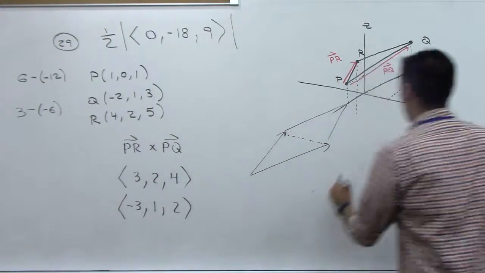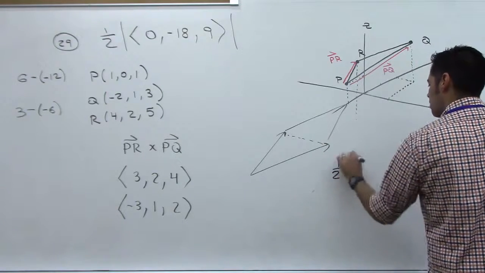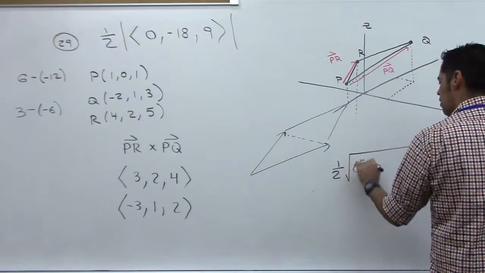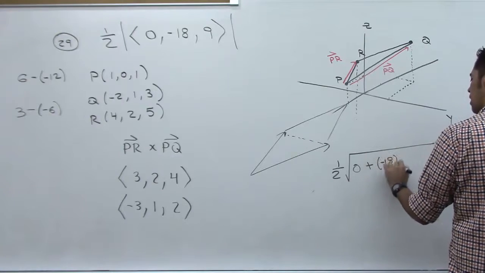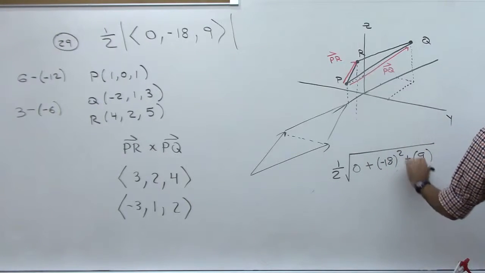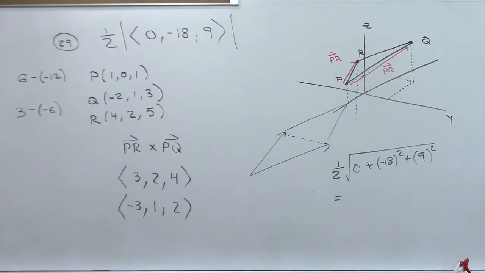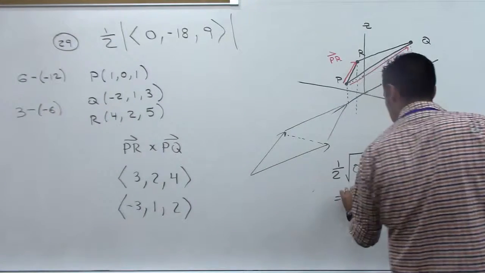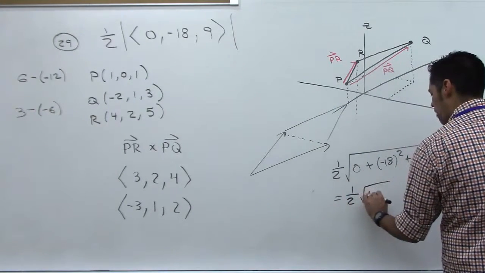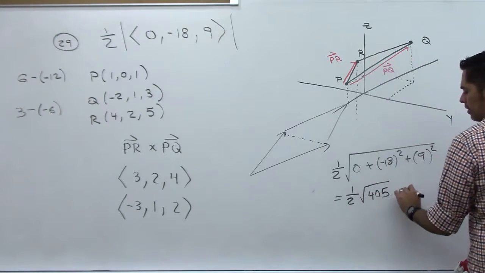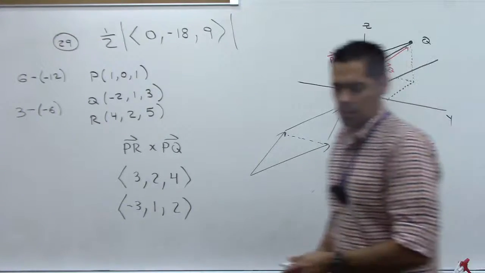So let's do that right here. 1/2 times the square root of 0 plus negative 18 squared plus 9 squared. And I'm just going to do it on the calculator to get the answer. Square root of 405, and then half of that. So half of the square root of 405. Whatever that is, get a decimal, doesn't matter.